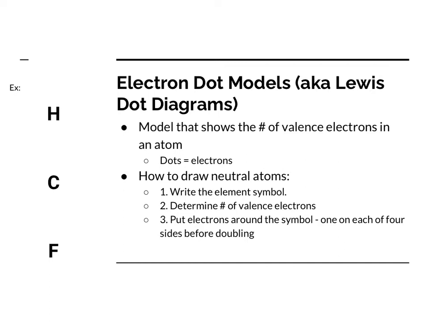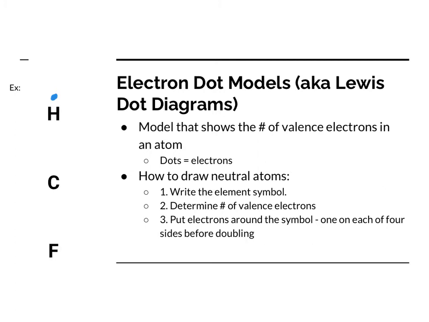So how we draw neutral atoms with these Lewis dot diagrams is first by writing the element symbol, determining the number of valence electrons, and then putting electrons around the symbol, 1 on each of 4 sides before doubling. So for hydrogen, if you look at your periodic table, remember that hydrogen is going to be in group 1, so it's only going to have 1 valence electron. So for hydrogen, I'd write the symbol like I have here in my examples, and then I would just put the 1 valence electron.